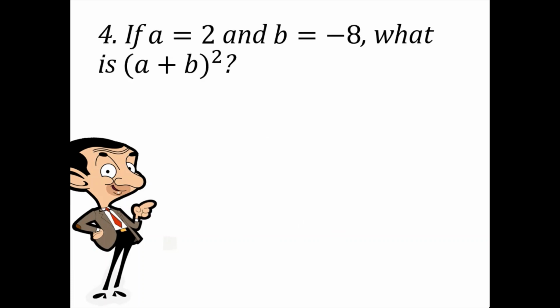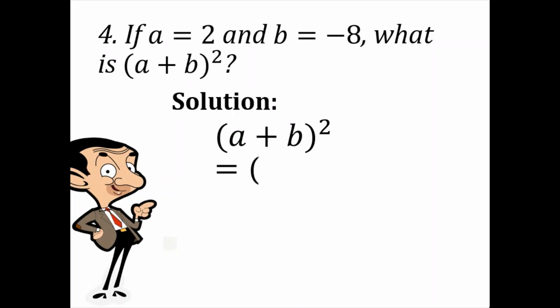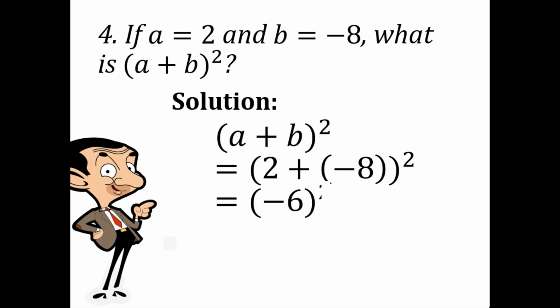Number 4. If a equals 2 and b is negative 8, what is the quantity a plus b squared? Solution, we have substituting a with 2 plus b as negative 8, and do not forget the exponent 2. Simplifying the expression inside the parentheses, 2 plus negative 8 is negative 6. Do not forget the exponent 2. Negative 6 squared equals 36. So the value of the expression is 36 if a equals 2 and b is negative 8.